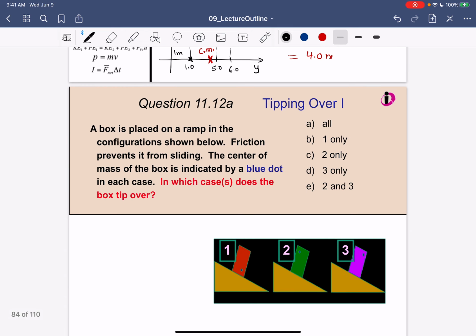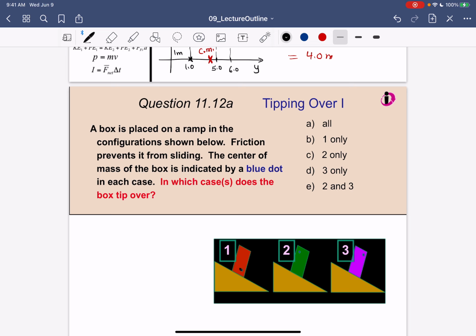Sometimes we need to predict if an object is going to tip over or not. Here I have 3 boxes placed on a ramp in the configurations below. Friction prevents them from sliding. The center of mass of the box is indicated by the blue dot in each case. In which case does the box tip over?